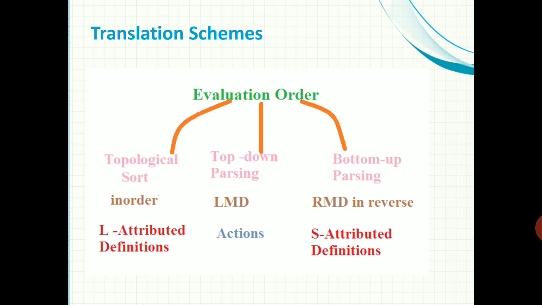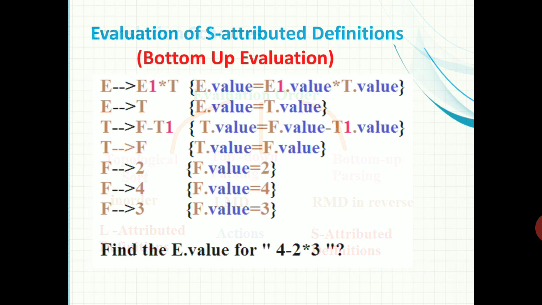Then the last evaluation order is bottom-up parsing. In bottom-up parsing, we are following rightmost derivation in reverse order. This bottom-up parsing or rightmost derivation in reverse is used for the evaluation of S attributed definition. Consider an example for the evaluation of S attributed definition, or we can say the S attributed definition as bottom-up evaluation. This is used in the bottom-up parsing also.